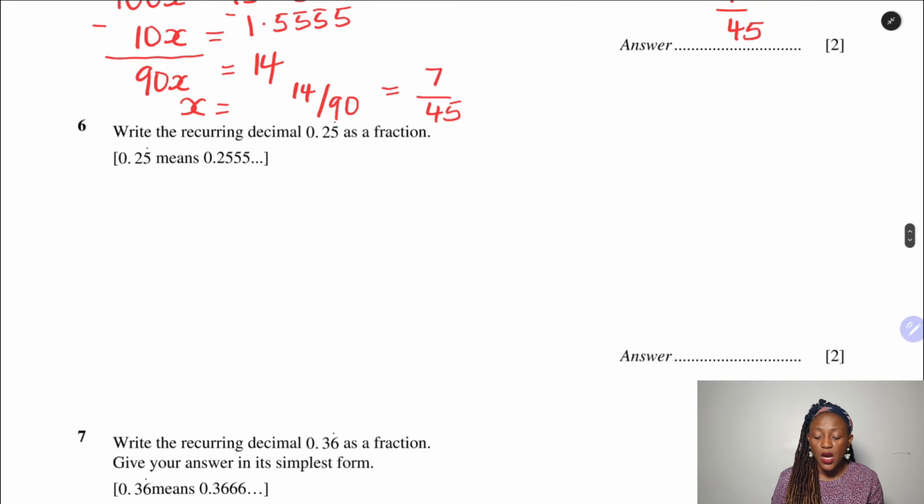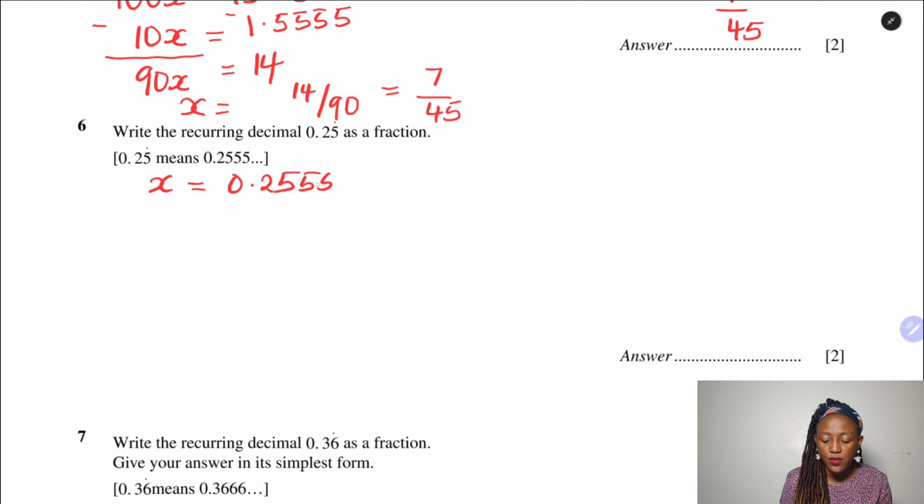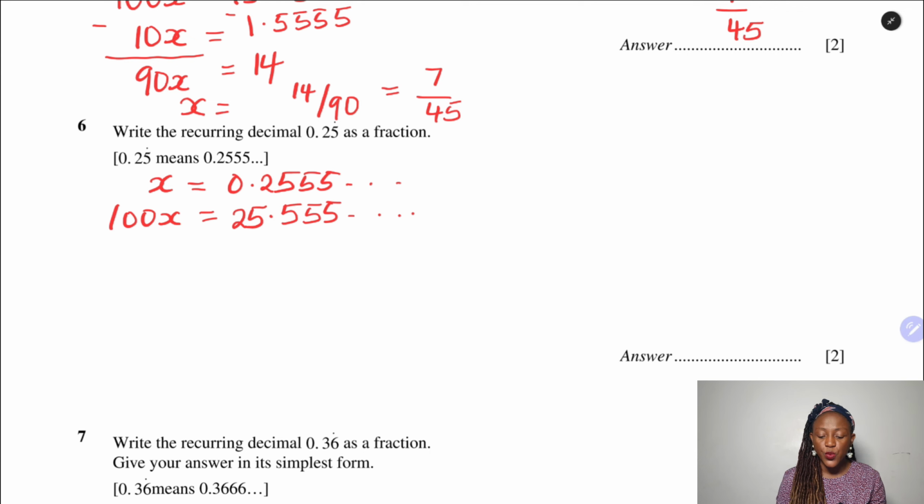A similar question we have here is 0.2555. Again, notice that there are two distinct digits after the decimal point. So we set our x to be 0.25555. Our 100x will be, 100x just implies moving the decimal point twice. I hope you know that. Moving the decimal point twice is going to give us 25.55555. And then we look out for 10x also.